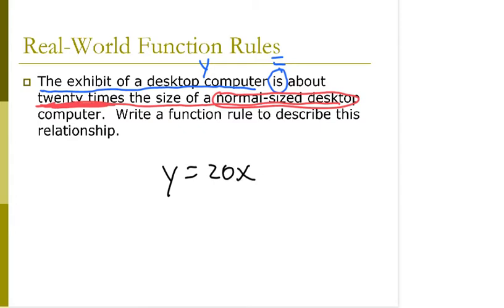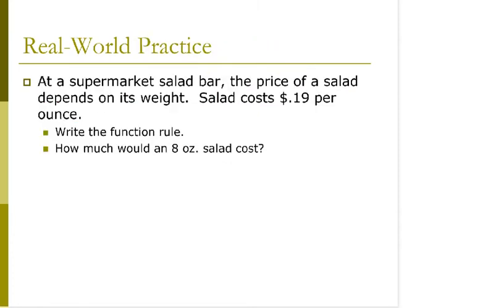In this information, we want to determine what the independent or dependent variable is. So what is it that we would need to know first? That would be the independent variable, and the result would be the dependent variable. In this case, we would need to know how many ounces of salad in order to figure out its weight, because it says that it depends on its weight.